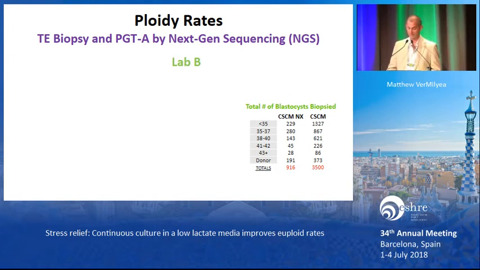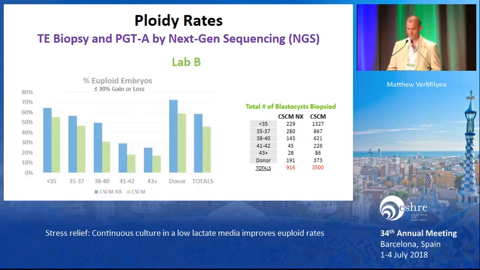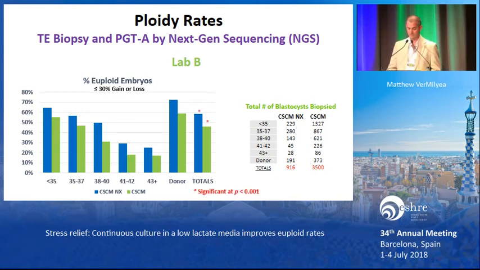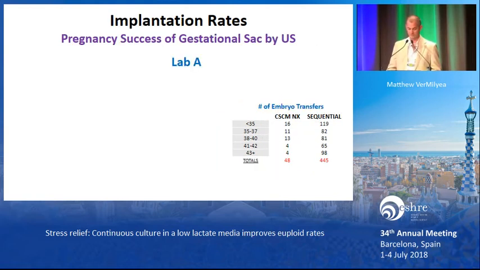Now looking at Lab B, again about 4,500 embryos, we saw a greater significance of roughly 10% more euploid embryos cultured in CSC NX versus CSCM. So this is quite significant for us, especially if we're able to obtain more euploid embryos. And for those who do not do PGTA analysis, this is an added bonus of simply switching a culture media.